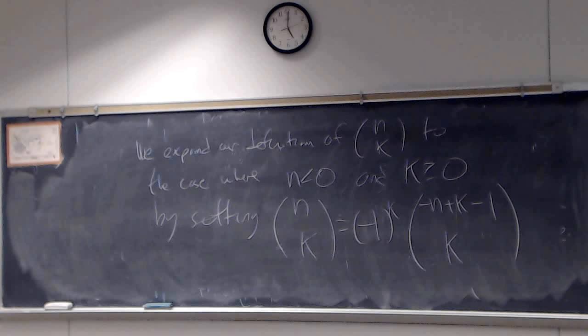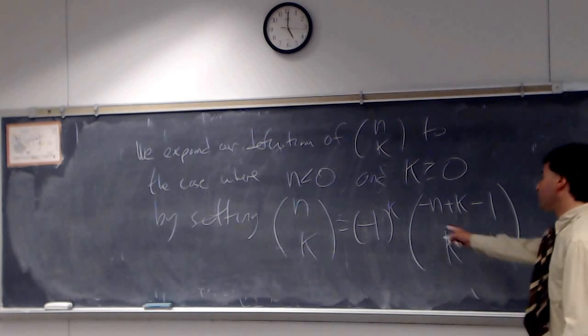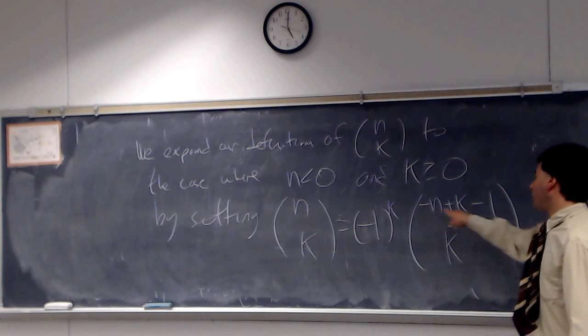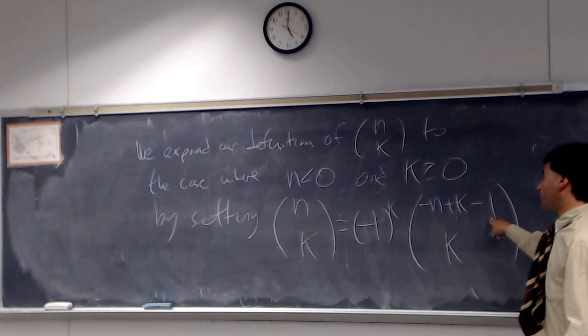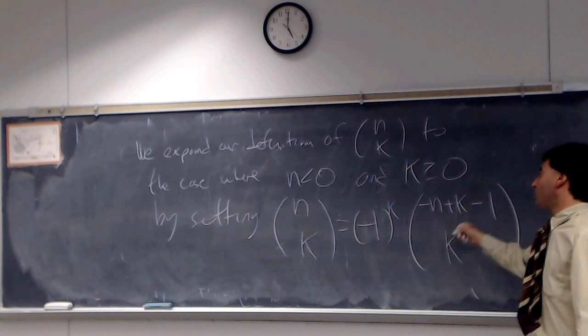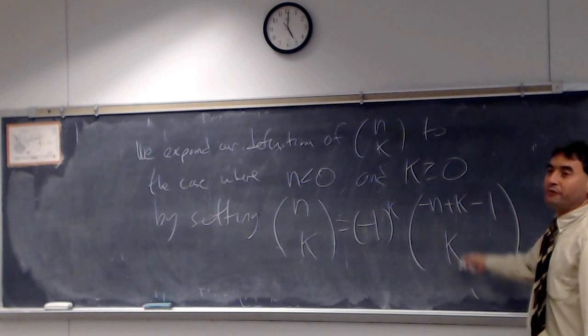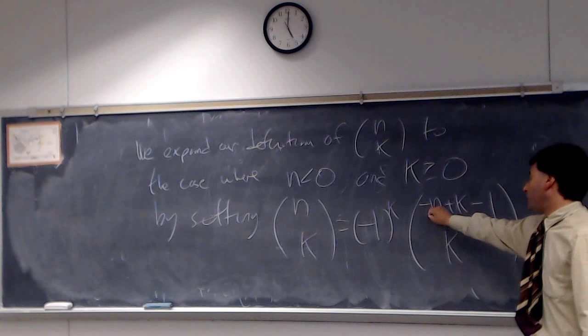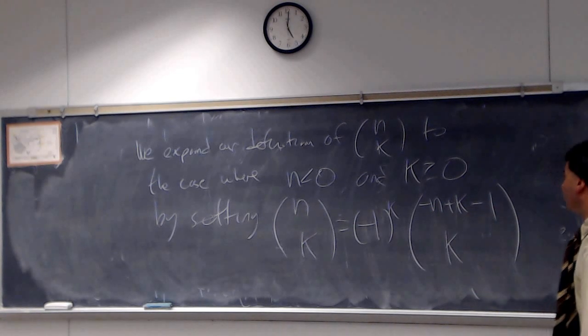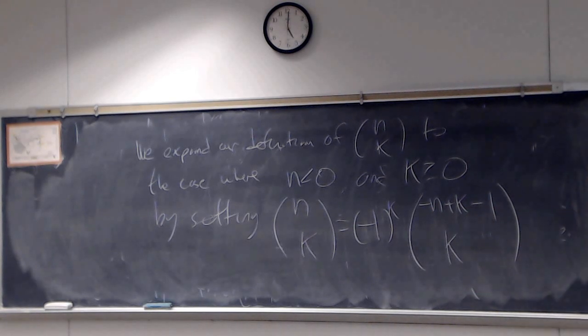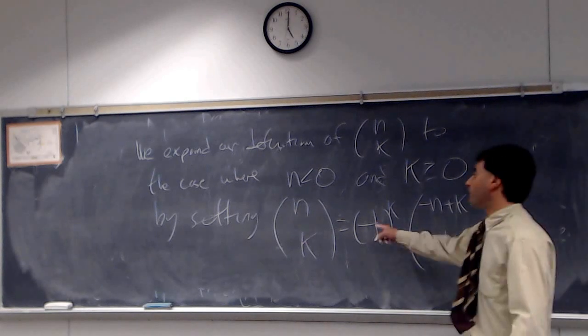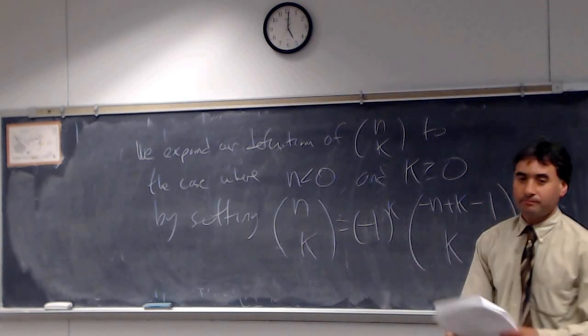Note, since negative n is strictly less than 0, n will be strictly greater than 0, so it'll be at least 1. So n minus 1 is going to be at least 0. K is at least 0. So this binomial coefficient is defined. Negative n plus k minus 1 has got to be at least 0. And then what we do is we put a -1 to the k out in front.